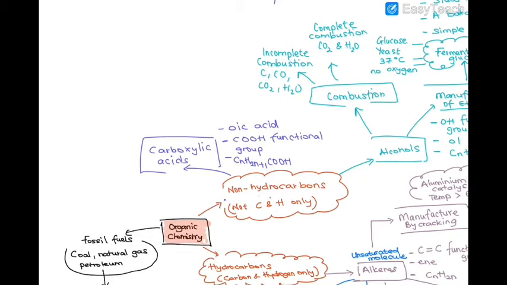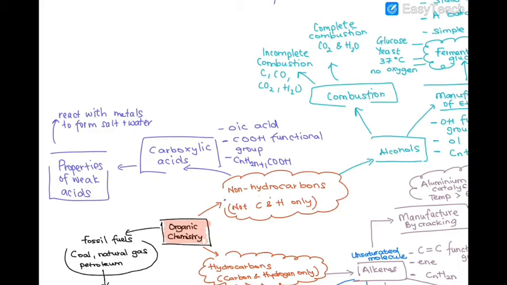And carboxylic acids have all the properties of weak acids, so they will react with metals to form salt and hydrogen. So for example, ethanoic acid plus sodium will give you sodium ethanoate plus hydrogen. And they will have pH less than 7, but greater than 3. They will turn litmus paper red. So all properties of common weak acids.